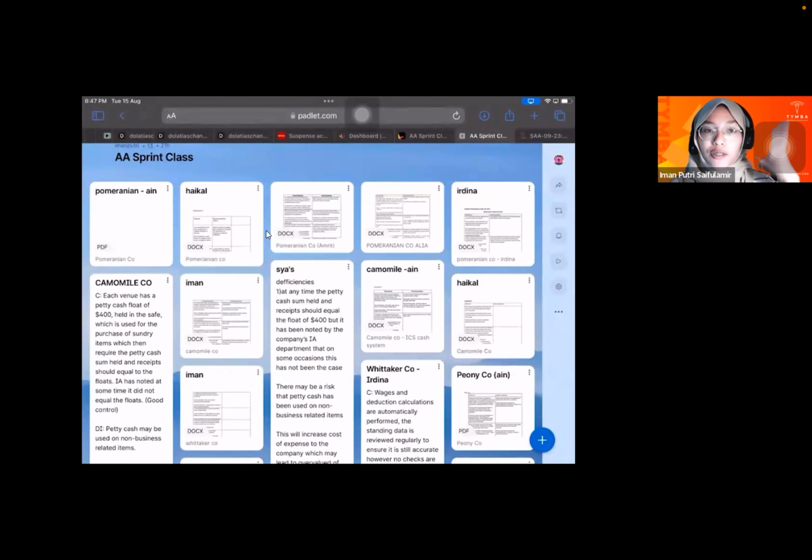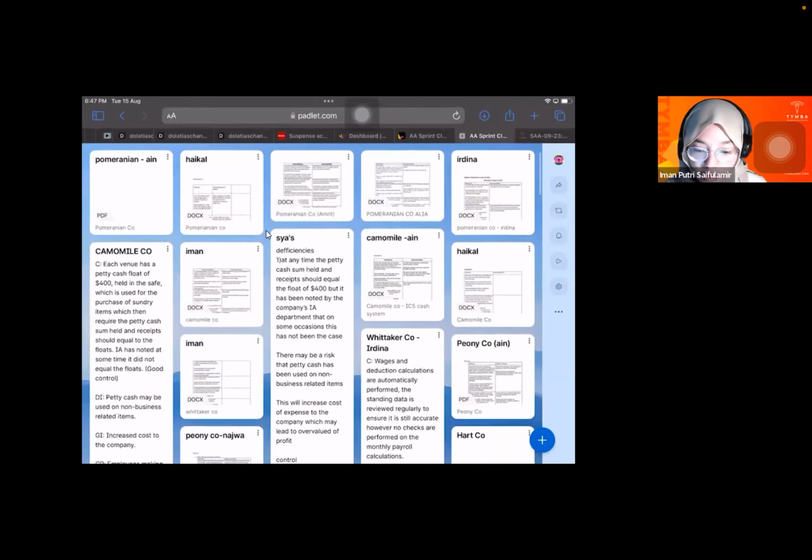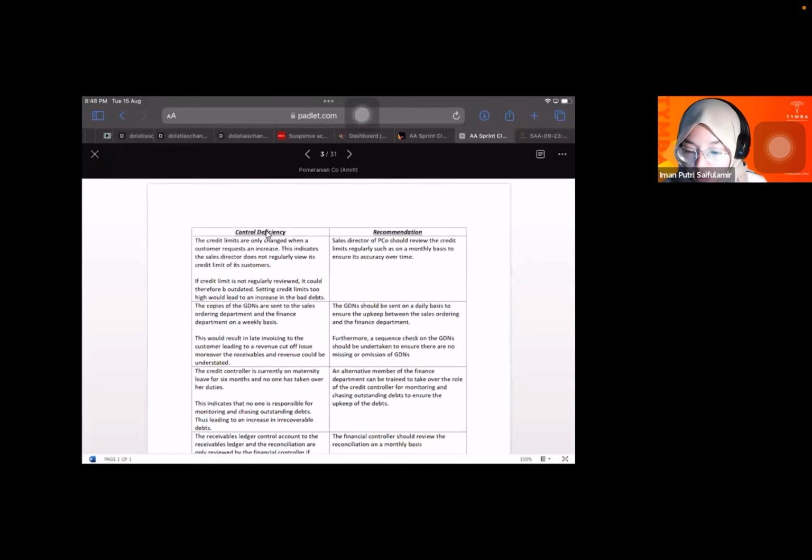So I think I want to try a mix of different things. At the same time, this kind of learning method will only be effective if you actually attempt it. So I hope that all of you who are not present in class and watching my recording will also attempt this in your own time. Okay, let's look into the answer. Maybe we try looking at Amrit's.